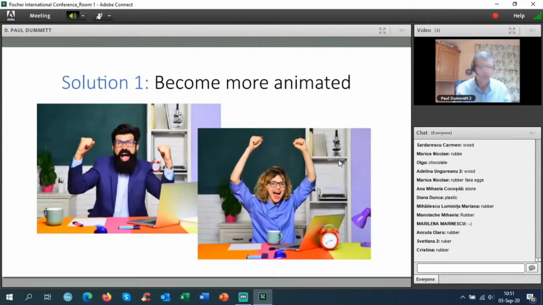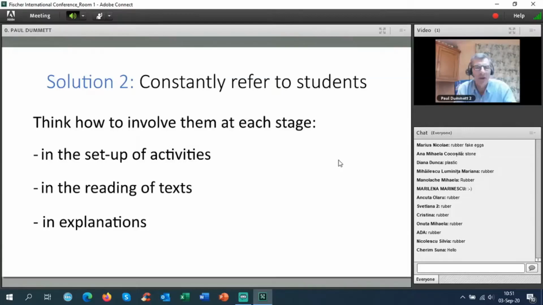and as I say, very often that means just adding stories, adding anecdotes as you go. The second thing that's important is to keep this always a collective endeavour, to keep referring to students at any time during the lesson, so that the students don't know when they're going to be called on. That will help them to be more active. So you're doing slightly less pair work, but in fact, you are trying to involve them in each stage. So in the setup to activities, in the reading of texts.